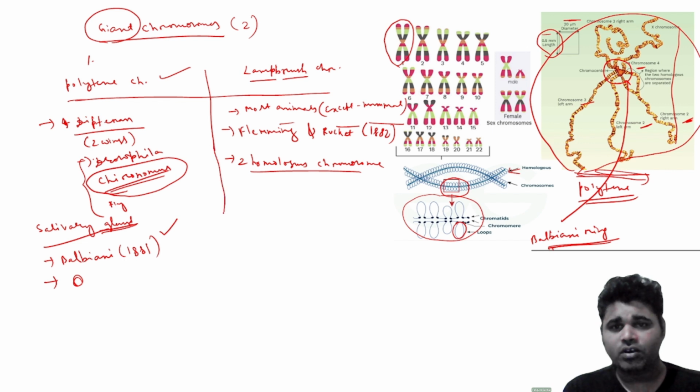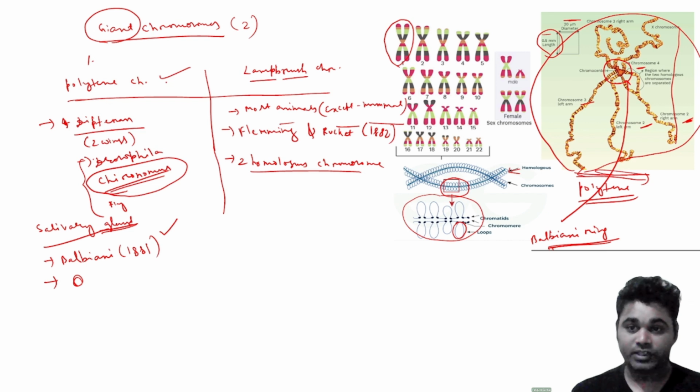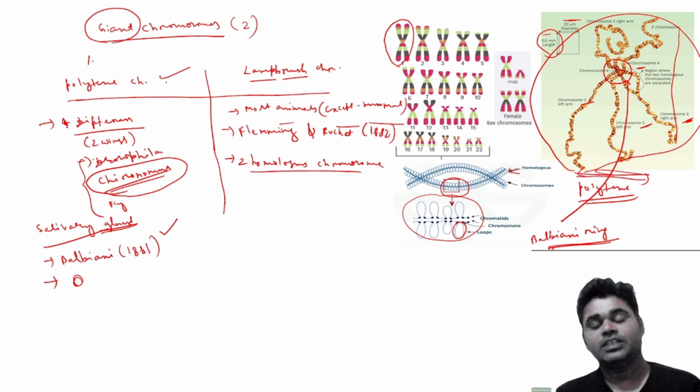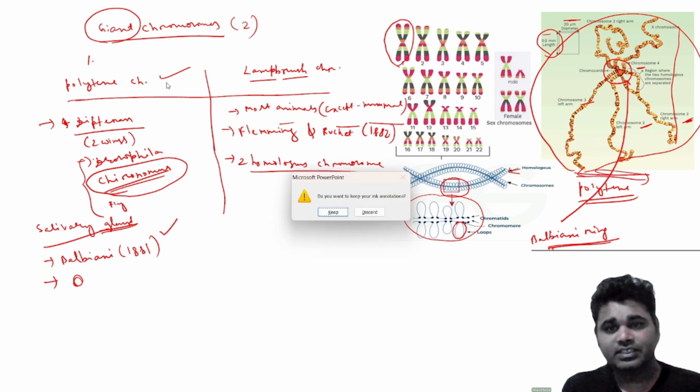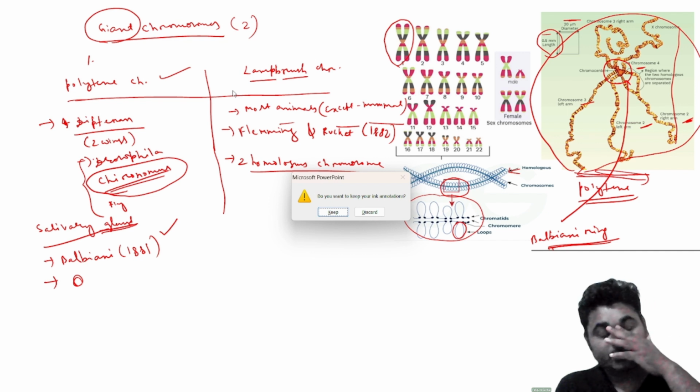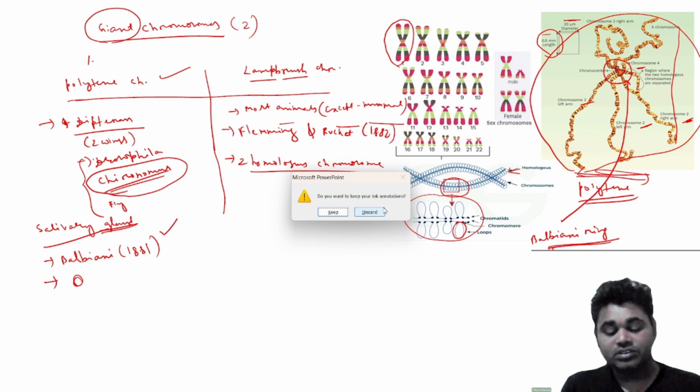So this is all about the polytene and Lampbrush structures. These polytene and Lampbrush chromosomes are very giant or large structures. The polytene chromosomes are present in dipteran animals, that means insects, and the Lampbrush is found in most animals except mammals. So this is all about the chromosome structure.